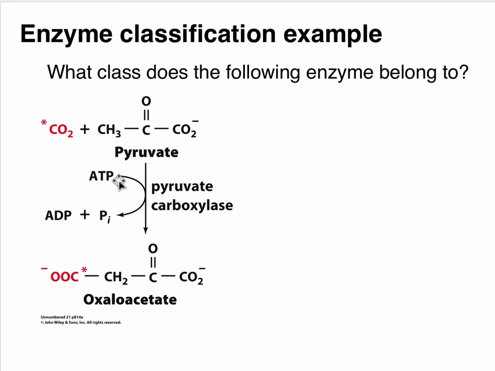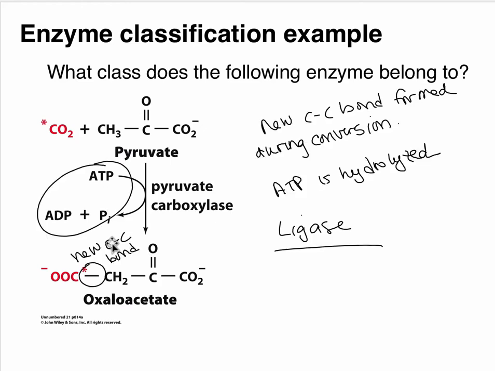But what's happening, shown in red, is you have a carbon dioxide that's actually forming a carbon-carbon bond, shown here, coupled to the hydrolysis of ATP. So this would be defined as a ligase. So a new carbon-carbon bond is formed during the conversion. ATP is hydrolyzed. Here's the new bond, and so we would refer to this as a ligase.